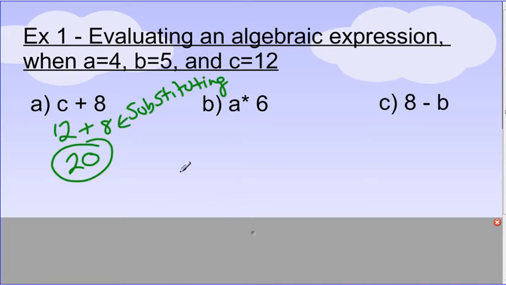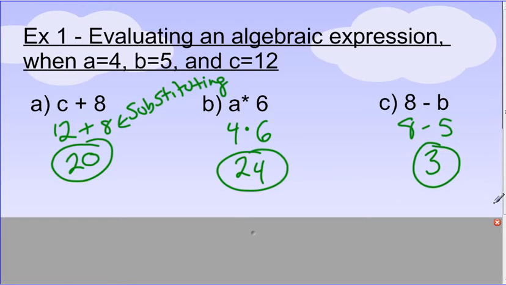Letter B, same 2 steps. We're going to substitute and evaluate. So in letter B here we have a times 6. Well, a is 4. And 4 times 6 is 24. Letter C, 8 minus b. So that's 8 minus 5, because 5 is what b is, and then you subtract and you get 3.